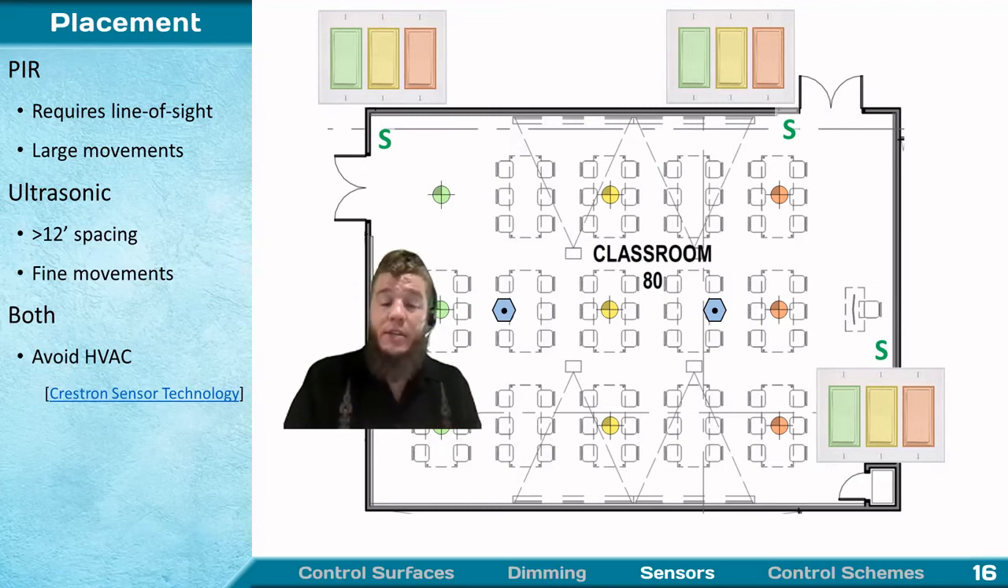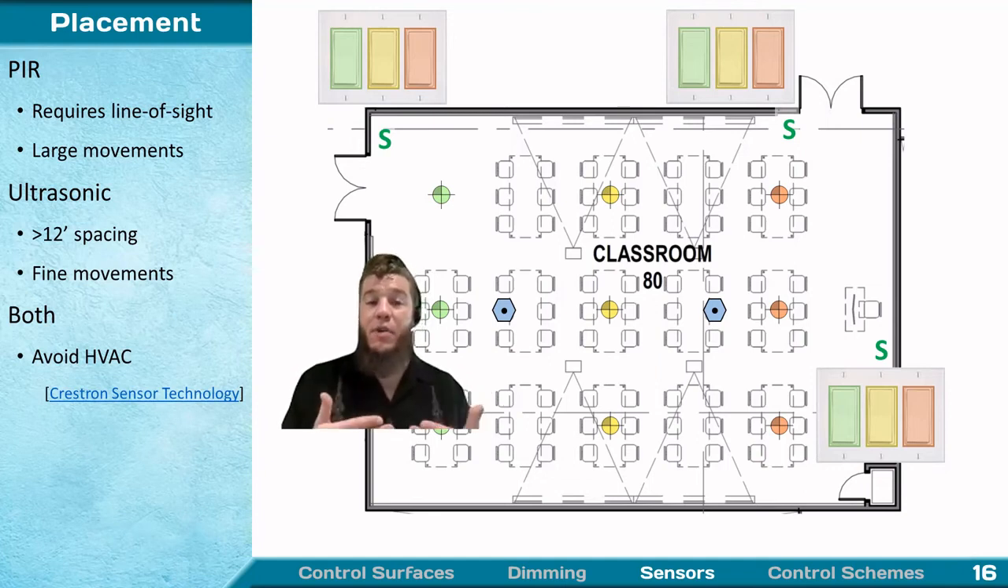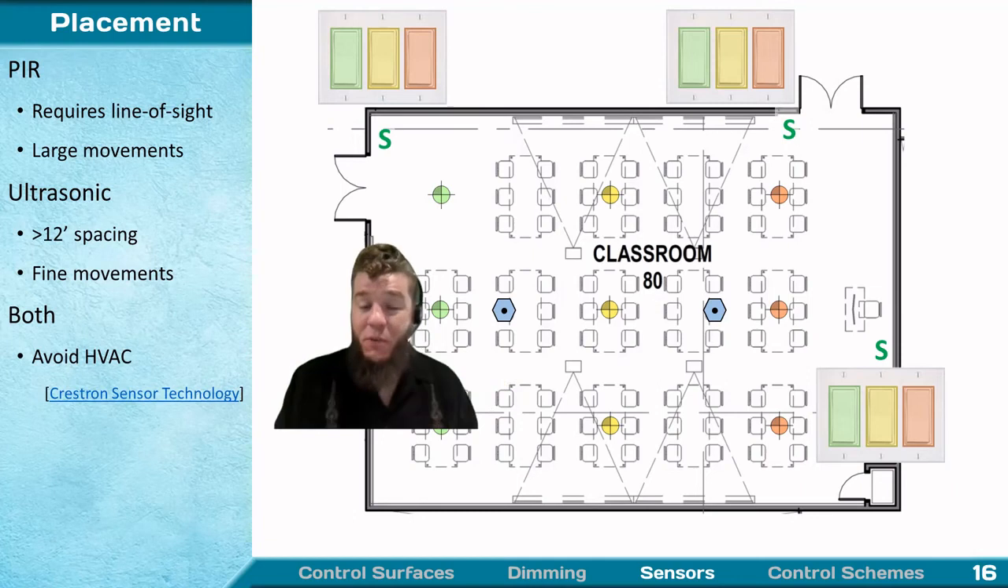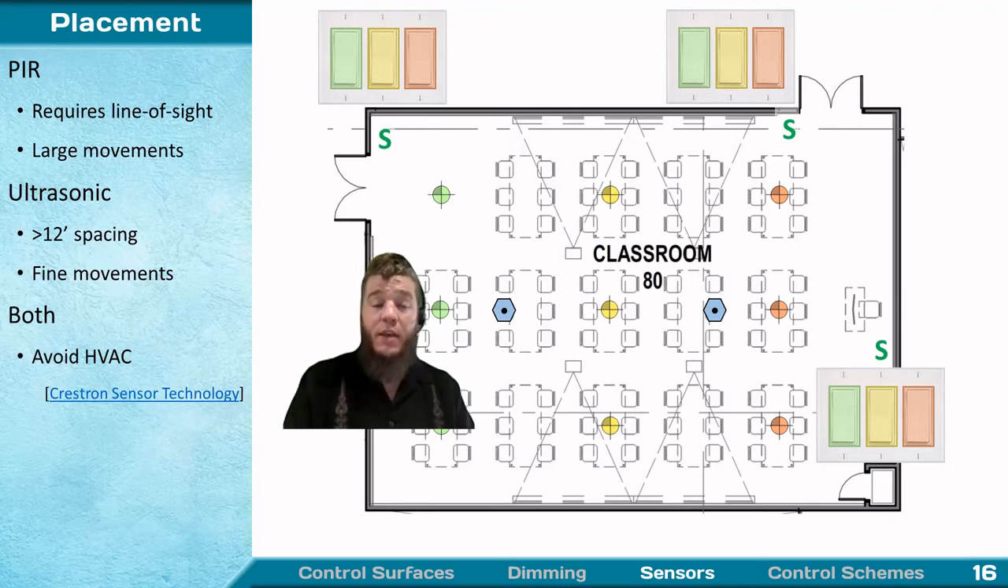One other consideration is HVAC units tend to create problems for both types of sensors. So if you imagine passive infrared is detecting the heat signature of a person moving around the space, similarly, hot and cold air can interfere with that detection and lead to false detections or decreased sensor sensitivity. So you don't want to place them right next to the vents in your HVAC system. So this is a reasonable placement.